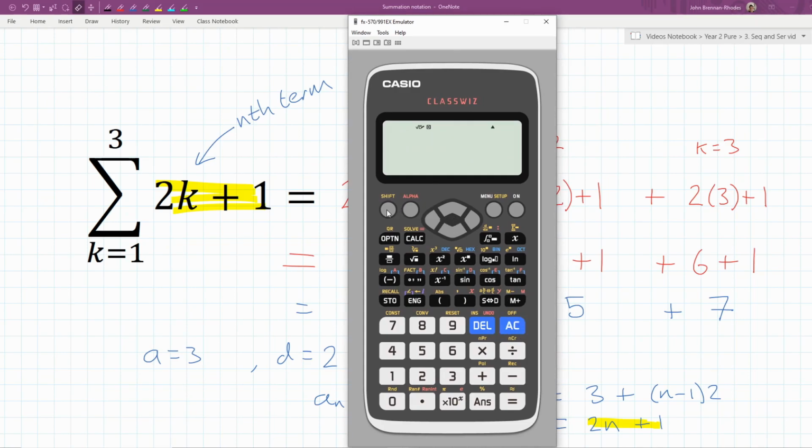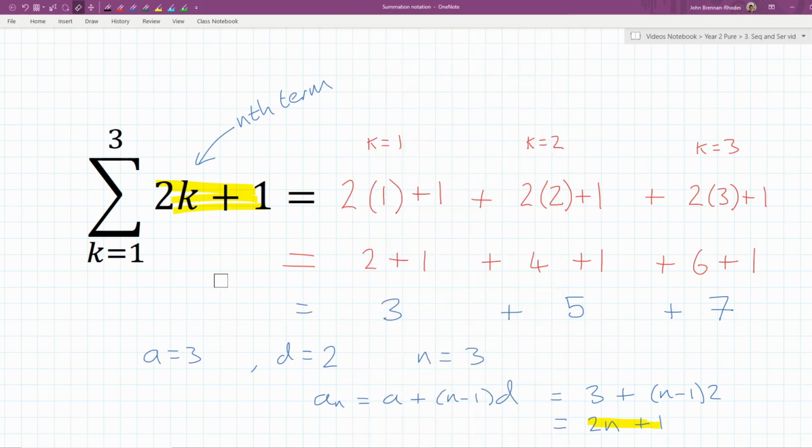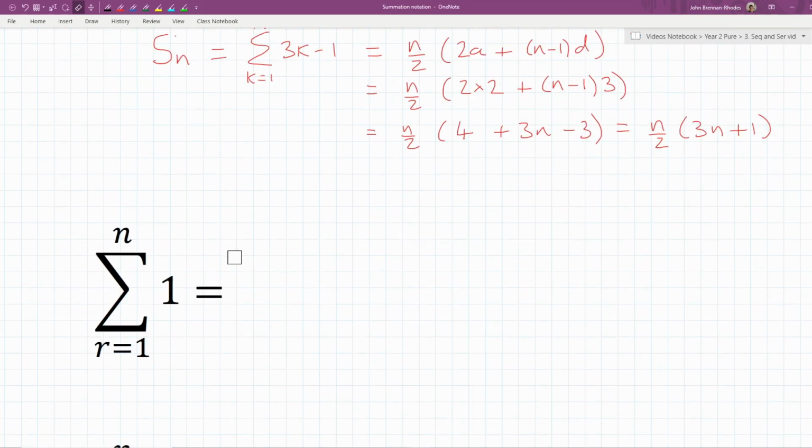So I do that, Shift here, 2x plus 1 from 1 to 3. And it gives me 15, which is the value I got before, if I remember. Okay, so let's go back down to where we're up to.